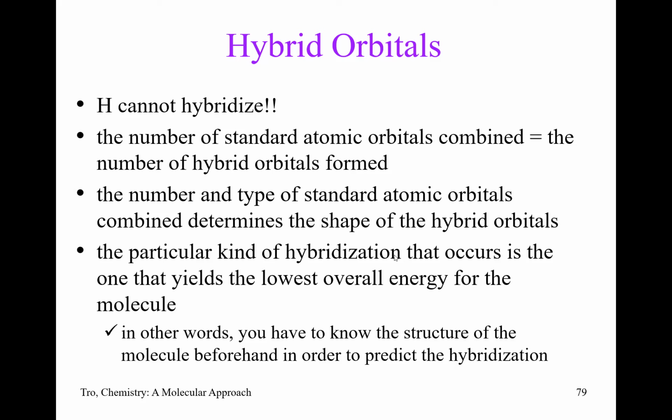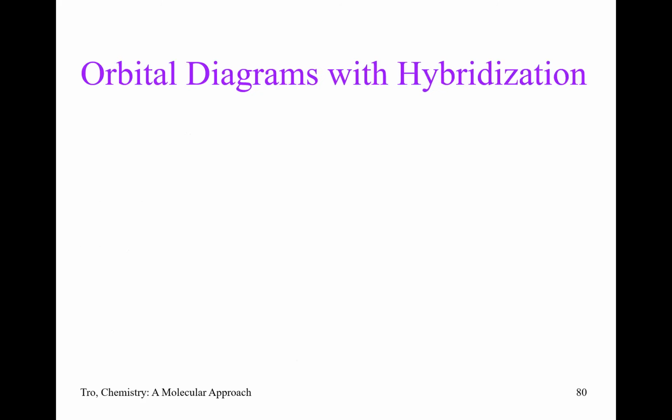A particular kind of hybridization that occurs is one that yields the lowest overall energy for the molecule. That's basically saying the same way the Lewis structure accounted for all the electrons and resonance and how it made the most sense, and thus the lowest energy, and the same thing here for these. Right, and if you know the structure beforehand, then that'll predict the orbitals that you need to make that structure. We'll see that they go hand in hand. You can't have one without the other.